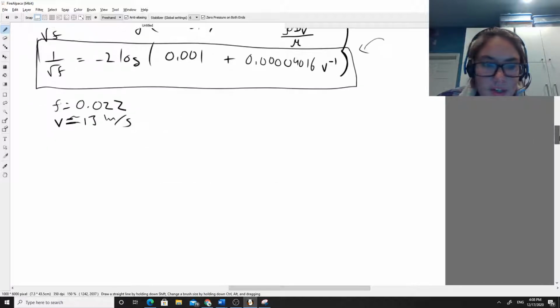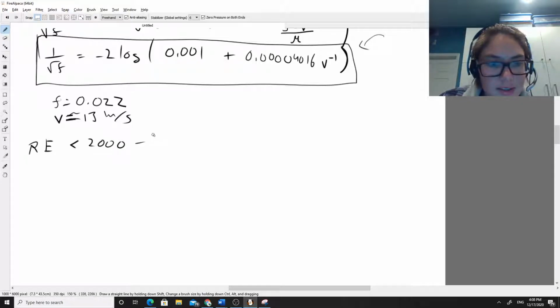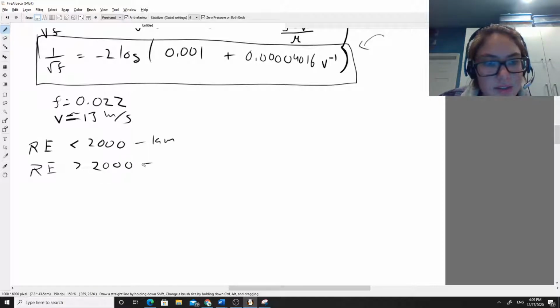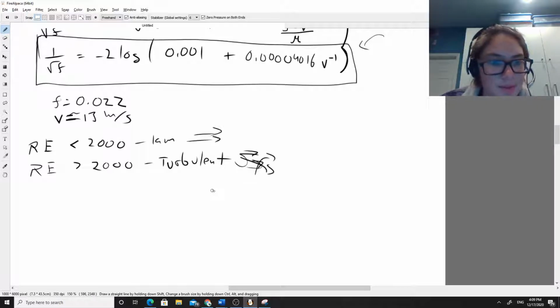To determine whether or not a flow is turbulent or laminar, your Reynolds number has to be below or above 2,000. If your Reynolds number is less than 2,000, then that's going to be a laminar flow. And if your Reynolds number is above 2,000, then that's going to be a turbulent flow. Laminar is when everything's going straight and easy. Turbulence is when everything's bouncing around because the fluid's going so fast.